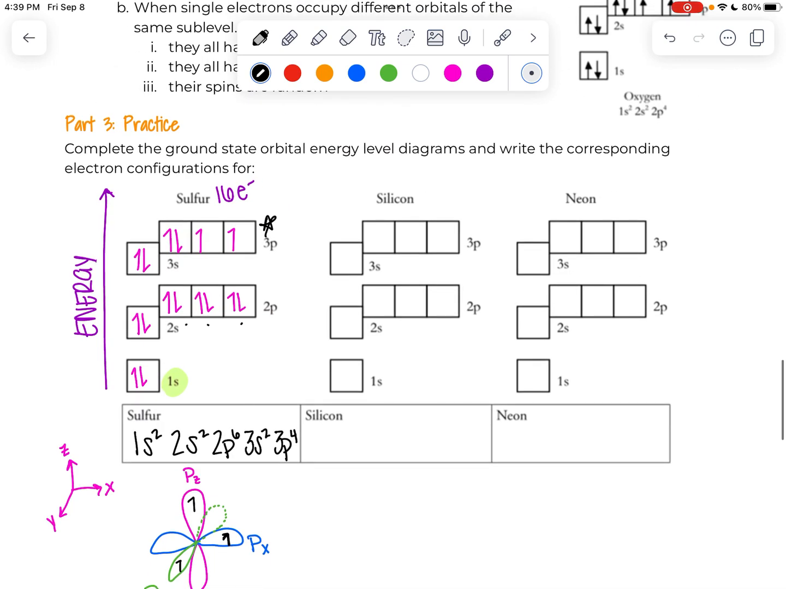Okay, go ahead and try silicon and neon on your own. Check in with the answer key, see how you do.